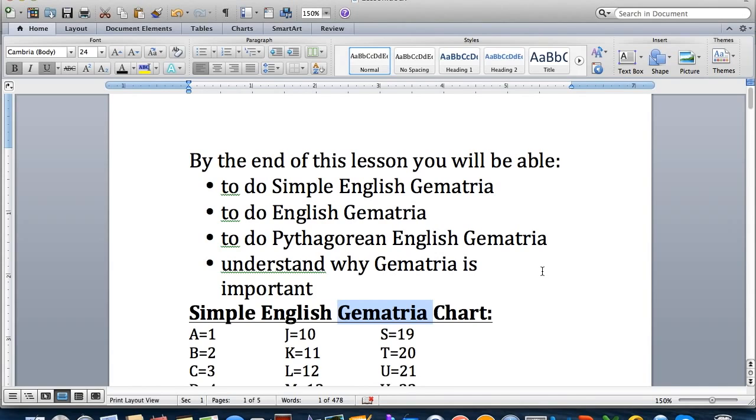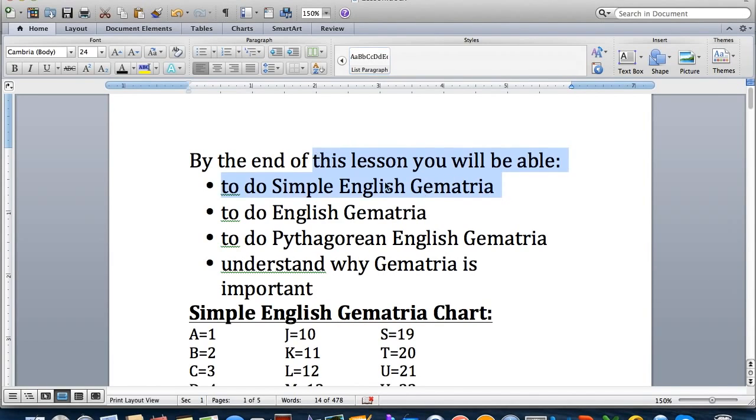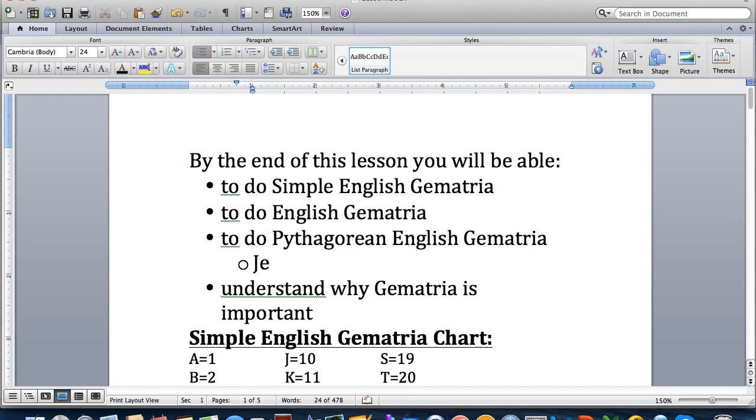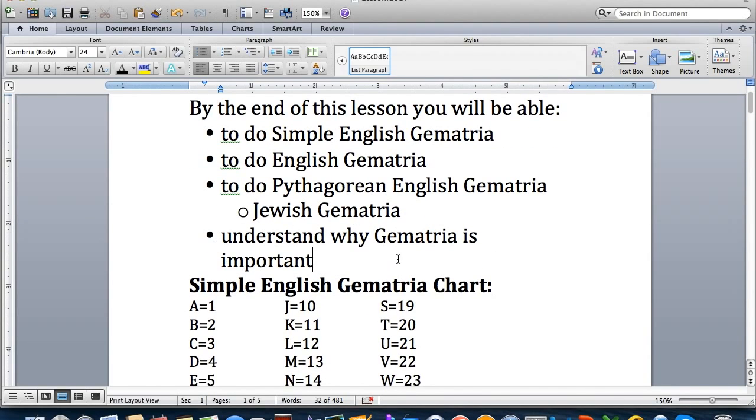It's a practice that dates back to the ancient Babylonians and is now most commonly practiced by people of the Jewish faith. So there are multiple methods, and we're going to get into some of those key methods today, the ones that I think are most important to know. By the end of this lesson, you will know how to do simple English gematria and Pythagorean gematria. All three of these methods are interrelated. We will talk about that. And we will also cover Jewish gematria, which is based on the English alphabet as well, but a little bit different. And also, we're going to talk about why gematria is important.